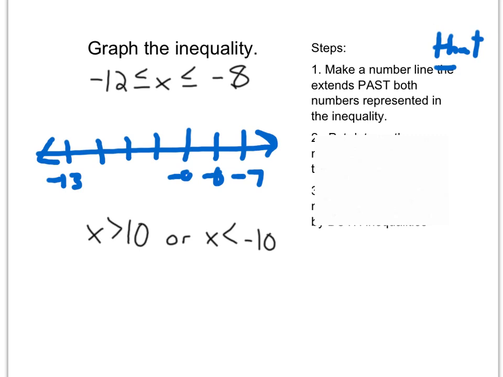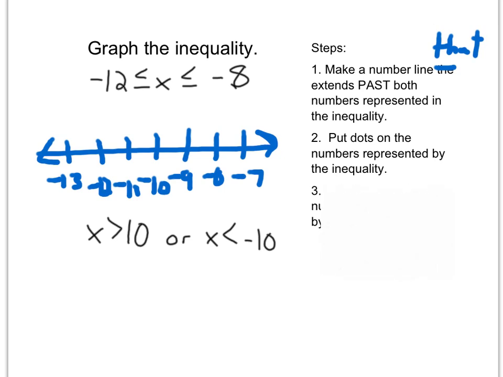We're going to number our entire number line. So that's step one. Again, notice I included numbers on the high and low end of these numbers right here. Step two is to put the correct dots on the numbers represented by the inequality. It says right here that -12 is less than or equal to x. So that means at -12 I need a closed dot. Then it says x is less than or equal to -8. So at -8 I need a closed dot.